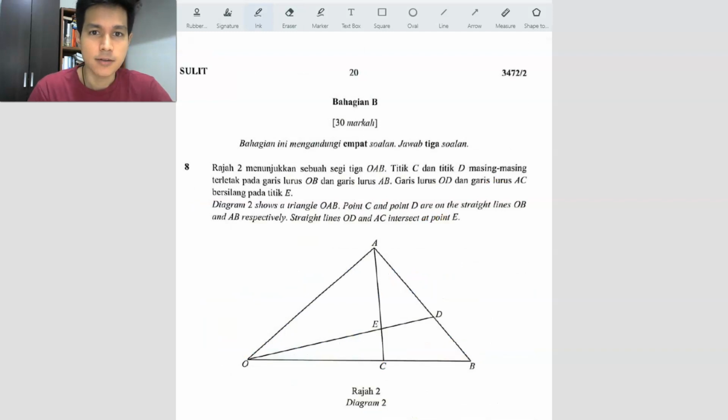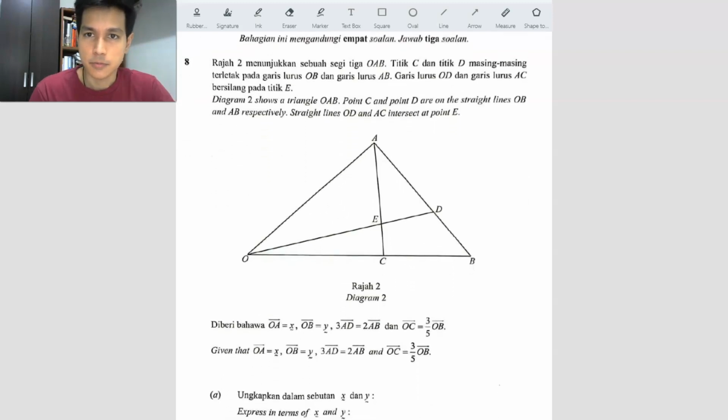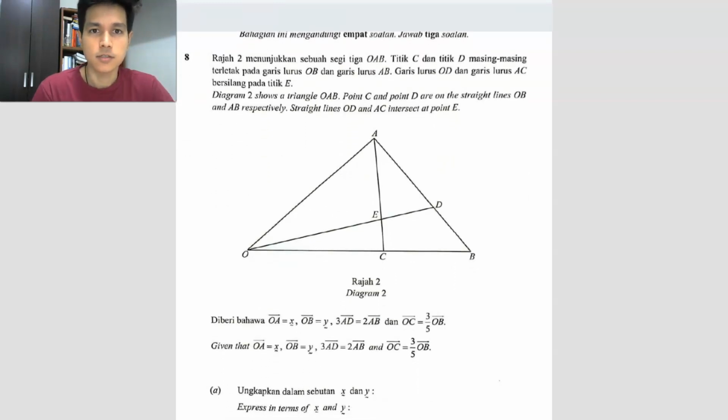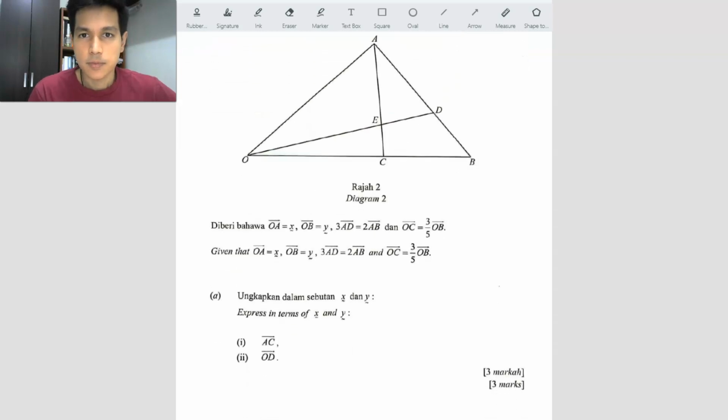Alright, question 8. So now we are at part B. You have to choose 3 questions out of the 4 questions, but we'll go through all of it. In this case, question 8, diagram 2 shows a triangle OAB. Point C and point D are on the straight line OB and AB respectively. Straight line OD and AC intersect at point E. So they have given you all the data here.